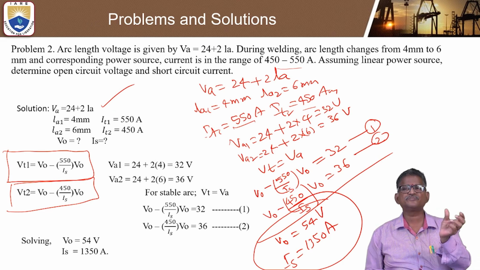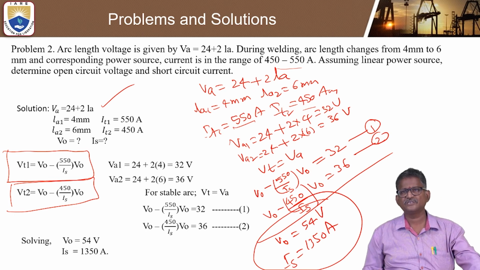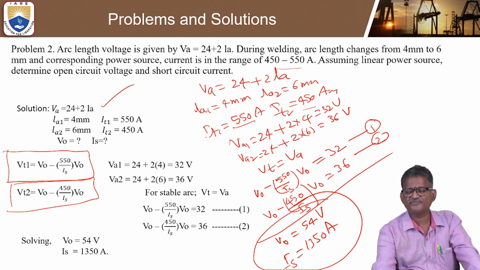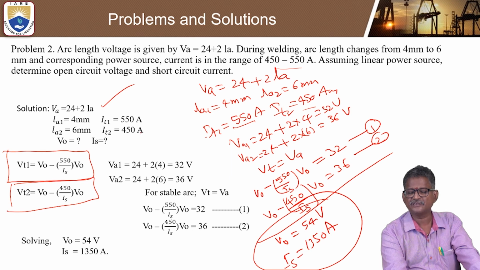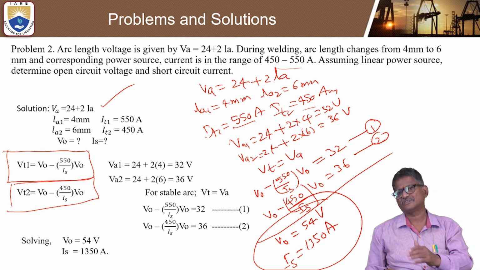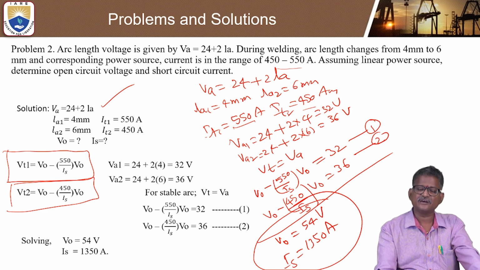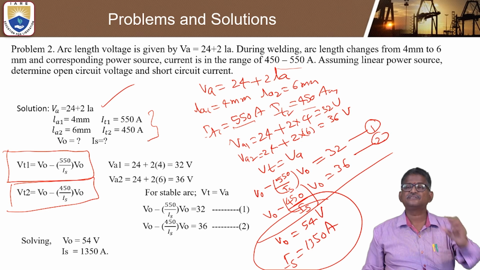Also, the concept of current and voltage. Here 450 and 550 are given. The majority of students will substitute the first case, 4 mm, in 450, and 6 mm in 550. If you do that, it is difficult to get the equation and difficult to get the answer. You can change this, and then only that concept works.